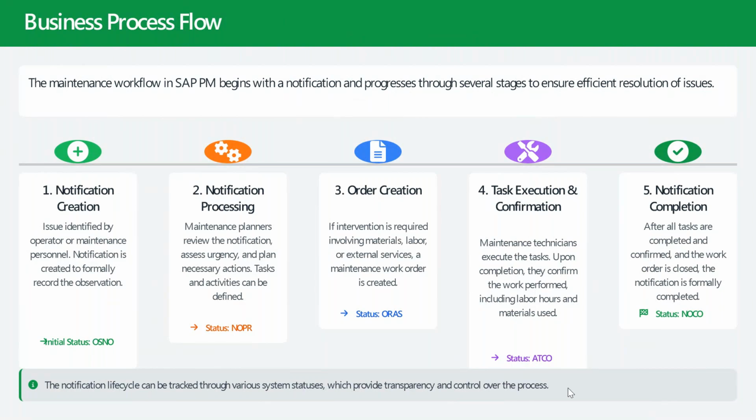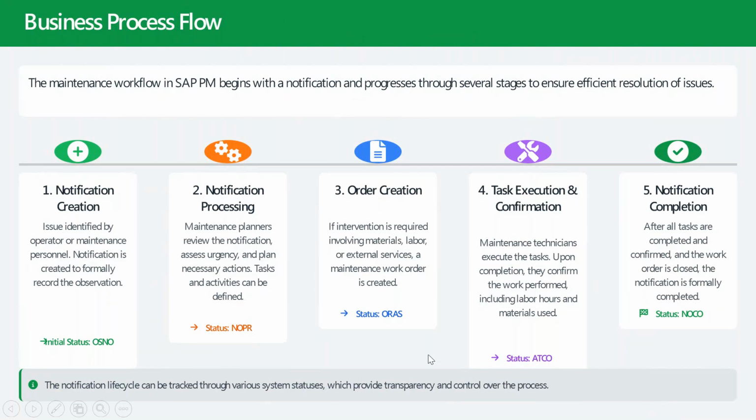Okay, and then further, the work is completed and all data of the maintenance notification is maintained, then this notification will be set to complete. After all tasks are completed and confirmed and the work order is closed, the notification is formally completed. Here there is a black flag, and when we press it, my notification will be closed. So here the status of the notification will be NOCO, or notification completed.